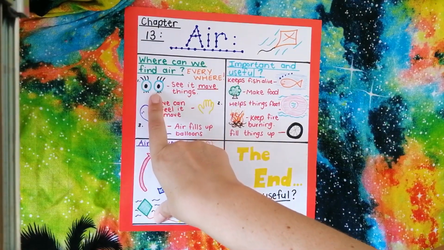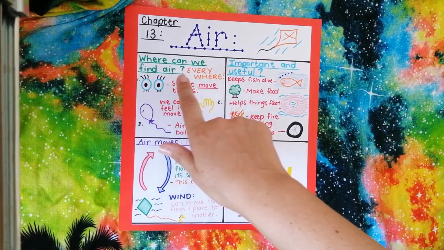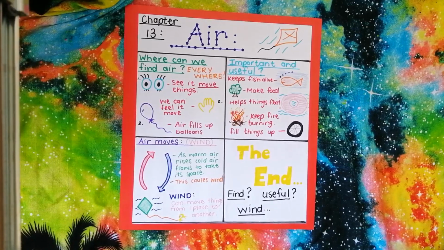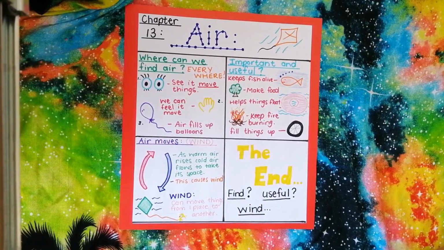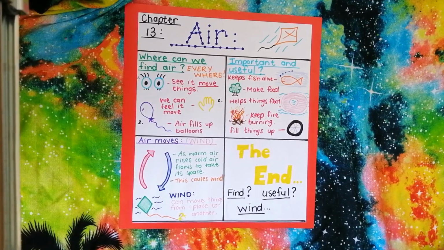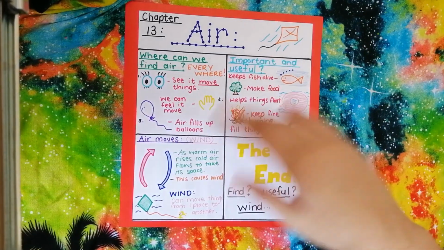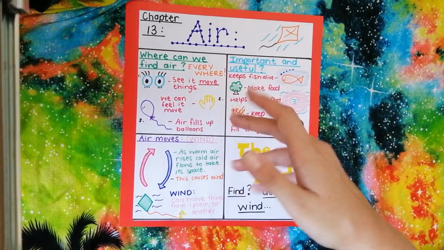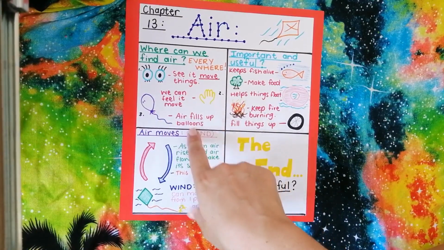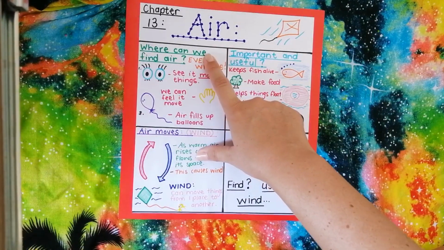We cannot physically see air itself, but we can see that air moves things. If there is a piece of cloth flying in the sky, we can see the cloth moving because of the air that's moving it. We can feel air move. When there is wind and it blows against our skin, we can feel it. And we can see that air fills up balloons. It takes up space. So that's where we can find it, okay?